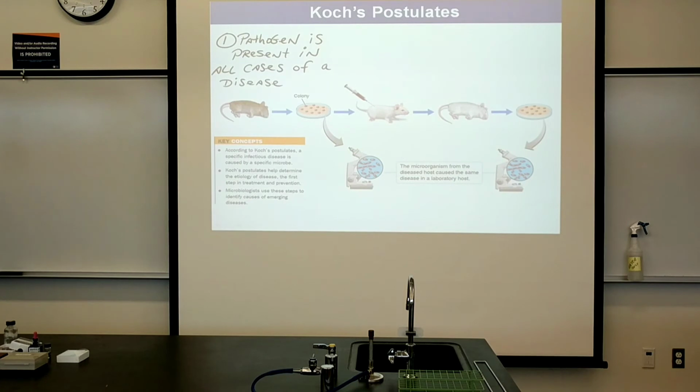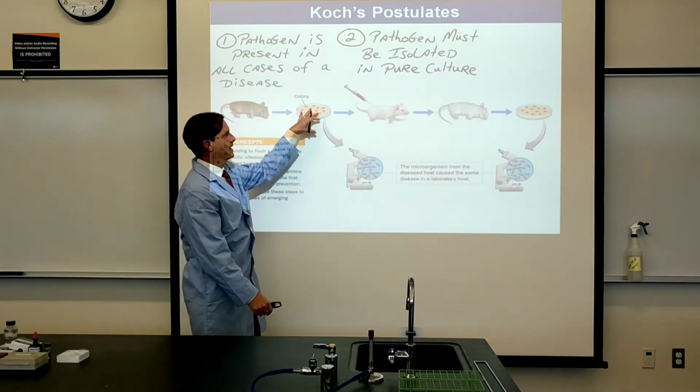So the second Koch's postulate is the pathogen must be isolated in pure culture. Pure culture means that no other contaminating bacteria or other life forms are present in the plate.